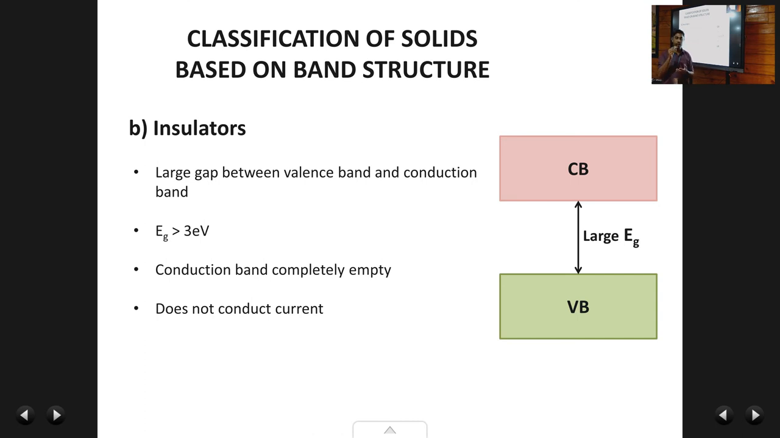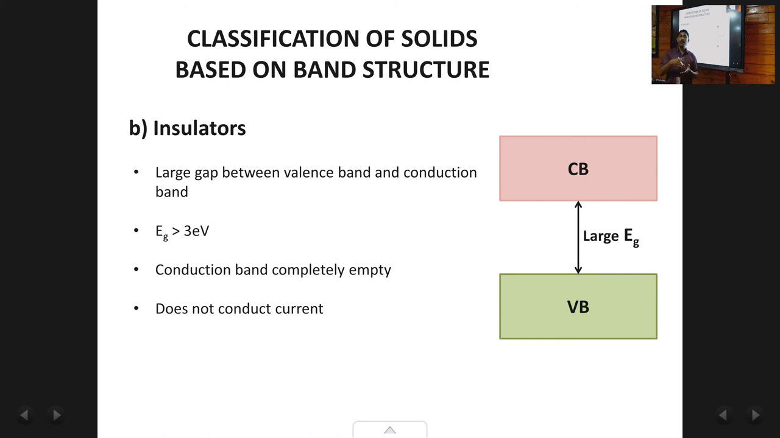Why? Because for any material to conduct current, there has to be electrons in the conduction band. That's why the name, conduction band. Only when there are electrons in the conduction band, the material will be able to conduct. In the insulator, there are no electrons in the conduction band, so there is no one to conduct the electric current. So the insulator, even if you apply a large voltage across it, will not conduct electricity.